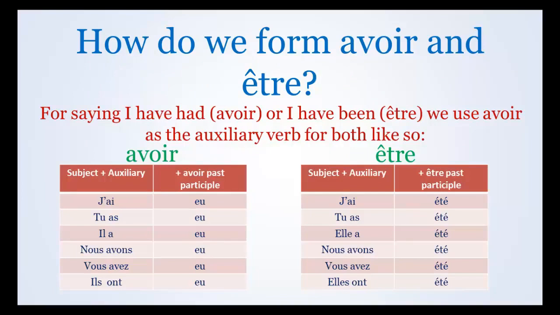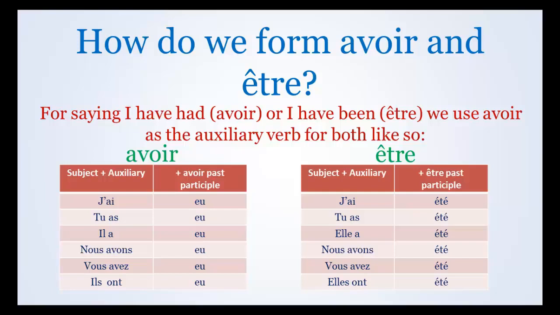So how do we form avoir and etre? For saying I have had or I have been, which takes either avoir or etre, we'd use avoir as the auxiliary verb for both. So that's nice and simple, easy to remember. So for example, down here in avoir, the subject plus the auxiliary for the top one, j'ai. Okay, we know that already, we did that in the present tense. J'ai, I have. And then we need the avoir in the past participle. So the past participle of avoir will be the same for all of these, and that is eu. So, putting it together, we'd have j'ai eu, I have had.